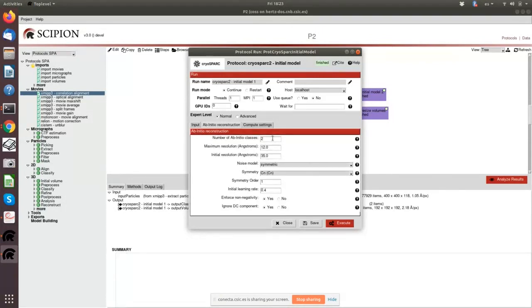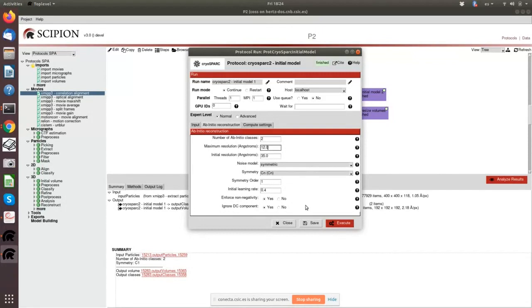So the main one is this one: what is the number of classes that you want to have at the end? And this is a range of resolution. So your first reconstruction will be at 35 angstroms, and then at maximum you want the algorithm to go up to 12, because we are just trying to construct initial volumes. And the rest, I assume that they are normally fine.